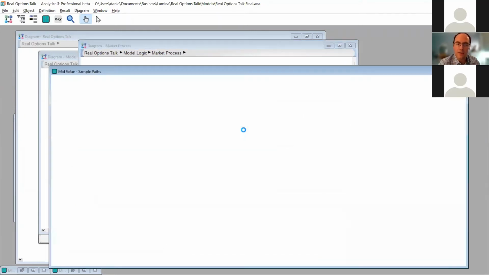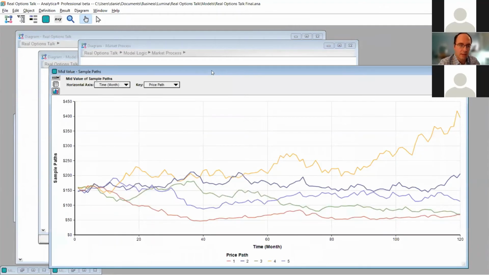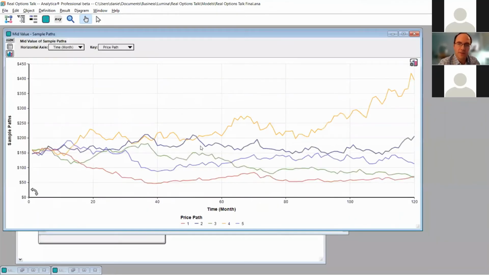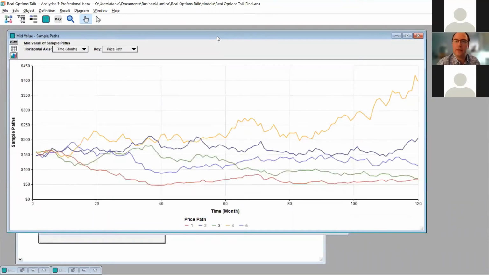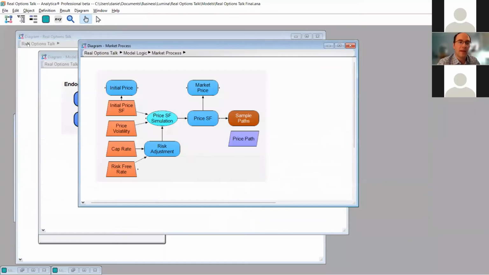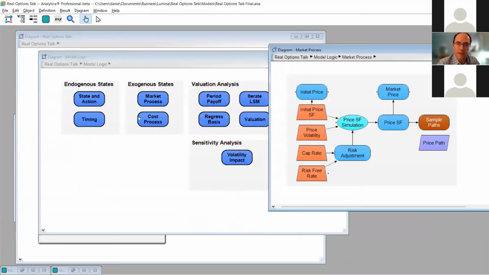So here are several sample paths. We start from 150 square feet, and it can go up and what have you. Now, in practice, real estate actually has a high level of mean reversion, and I did not incorporate that in this model. This model is a geometric Brownian motion that essentially is unbounded. That's just a technical point, but the great thing about this type of algorithm is that the exogenous states are up here, and then they flow downstream to the valuation.